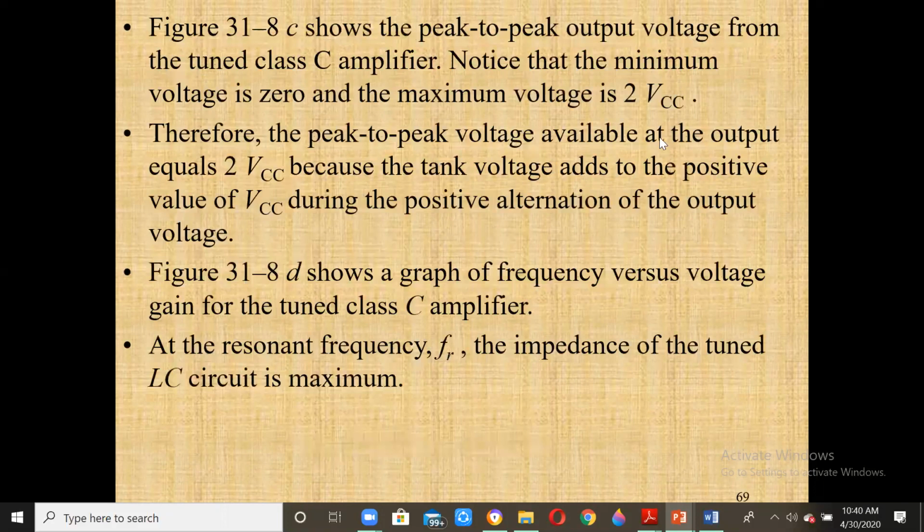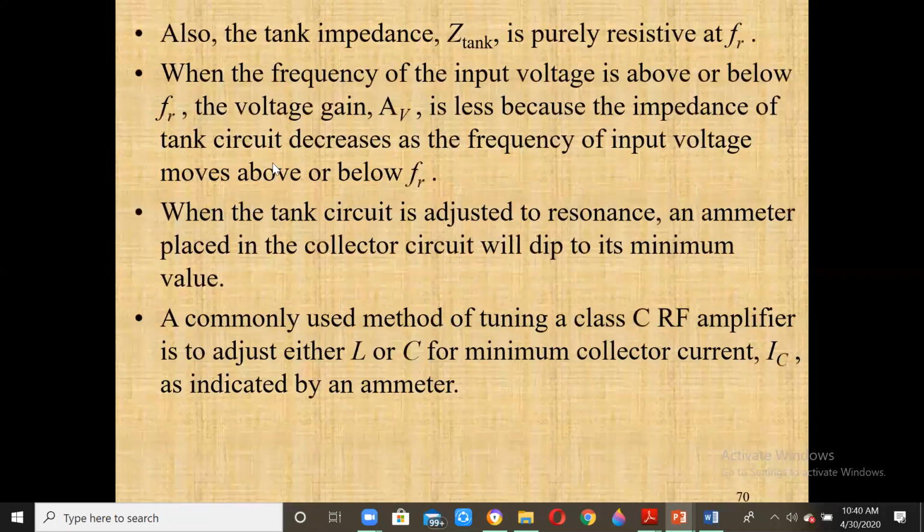Therefore, the peak-to-peak voltage available at the output will be 2 VCC, because the tank voltage adds to the positive value of VCC during the positive alternation of the output voltage. Then D shows the graph of frequency versus voltage gain for the class C tuned amplifier. At the resonant frequency FR, the impedance of the tuned LC circuit is maximum, and the tank impedance Z tank is purely resistive.